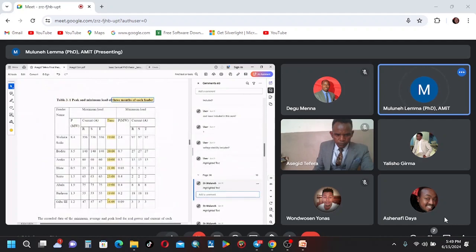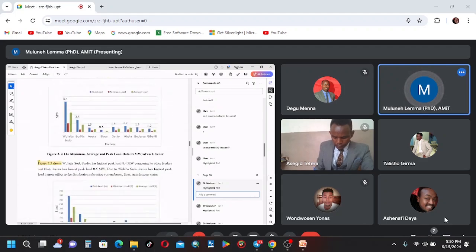The other, the peak and minimum voltage load of 3 months of each feeder is just measured or recorded, you mentioned. 3 months, peak and minimum. Walaita Sodo, Boditi, Araka, Bilate, and there is a time here, different times, like 19, 20, and these 3 months. Is that average? I don't know how the data is selected. Here it's 3 months of each feeder, but its time is mentioned here. So you have to respond on this one.